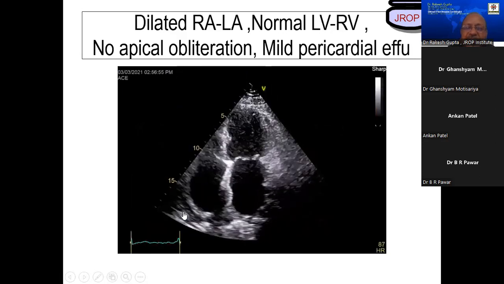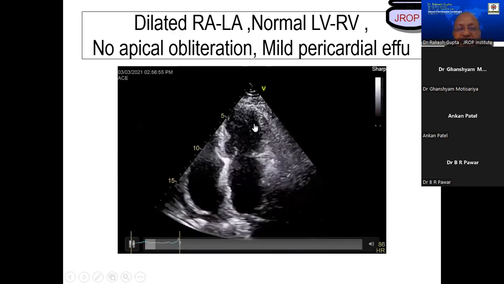And this is a characteristic feature of the two-dimensional four-chamber view. Look, LV is normal in size, LA is dilated, RA is dilated, there is a small pericardial effusion over here, a thickened calcified aortic valve, and annular calcification appears to be there.